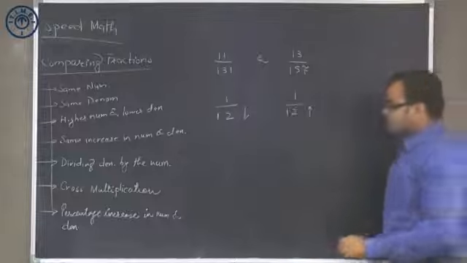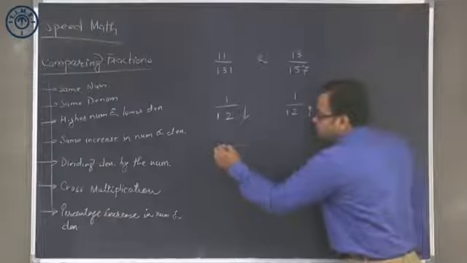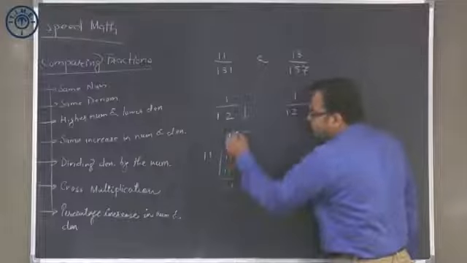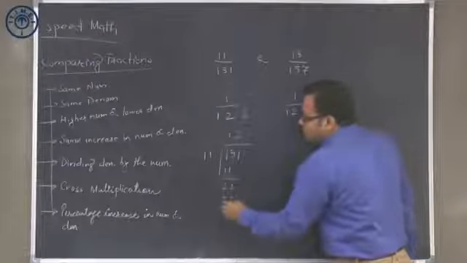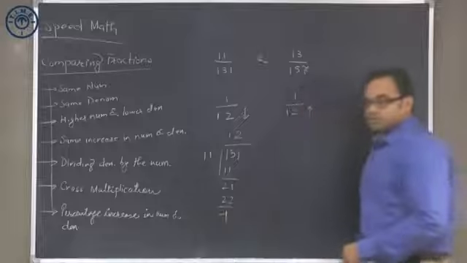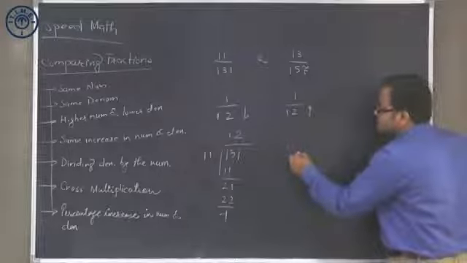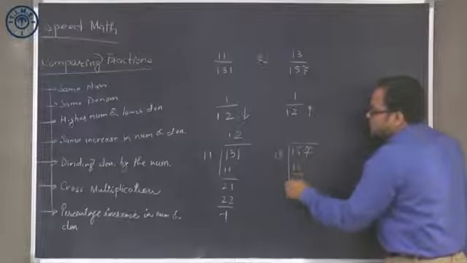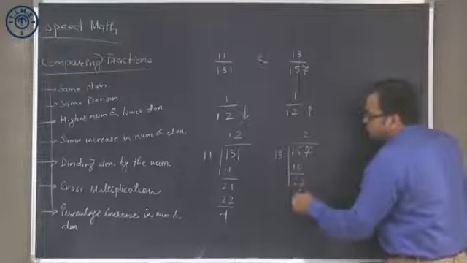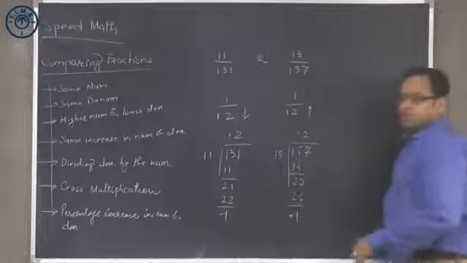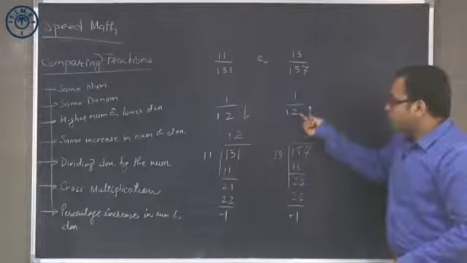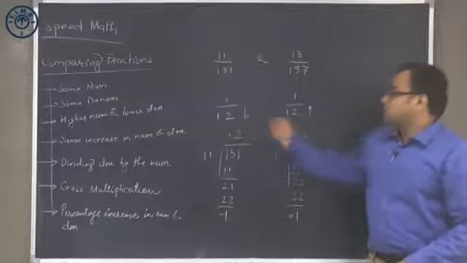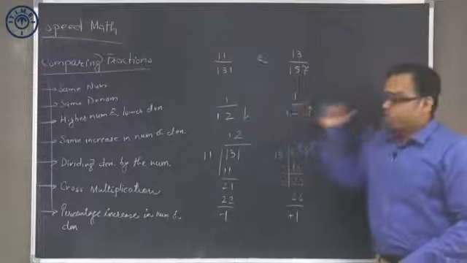I hope the point is clear. 131 divided by 11, 11 1 is 11, 21. When I do 11 2 is 22, what remains is a minus 1. Whereas in this case, 157 divided by 13, 13 1 is 13, 27, 13 2 is 26, what remains is a plus 1. So therefore, this is 12 point something minus, and this is 12 point something plus. So therefore, between the two, this point is clear.